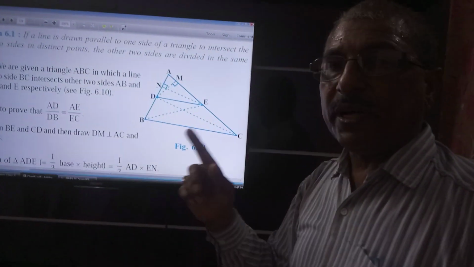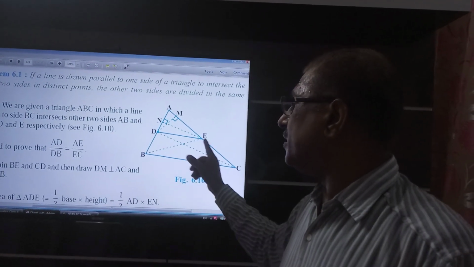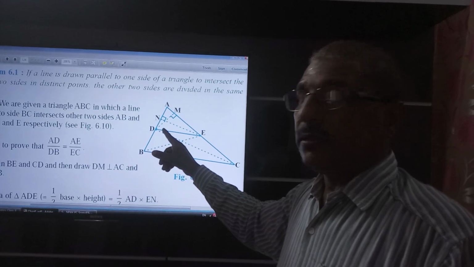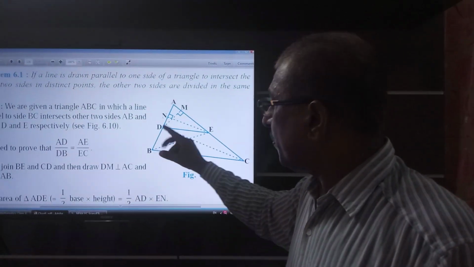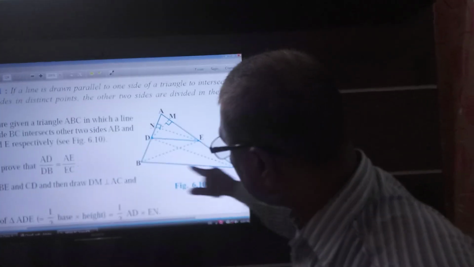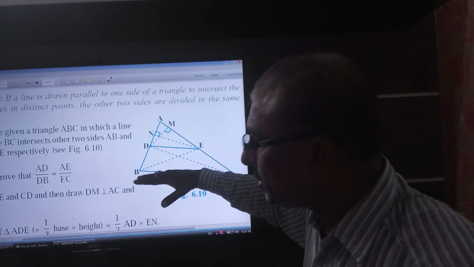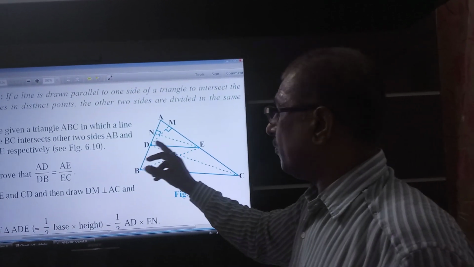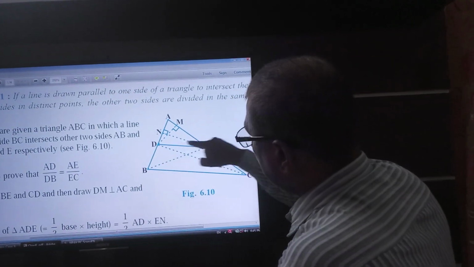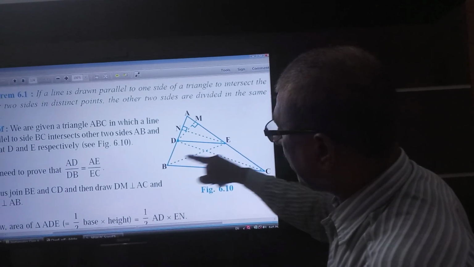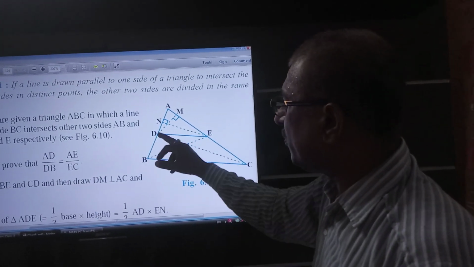So you remember the theorem you have studied in the 9th class: triangles formed between the same parallels and on the same base have equal area. That means these two parallel sides, and these two triangles formed between the same parallels and on the same base DE. So these two triangles have equal area.